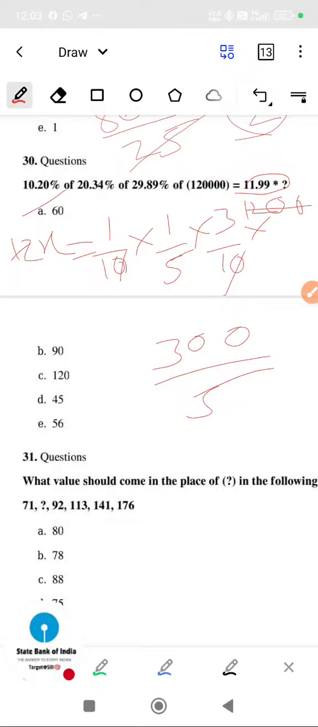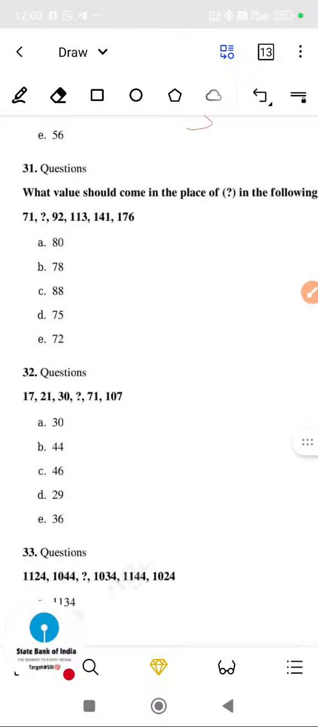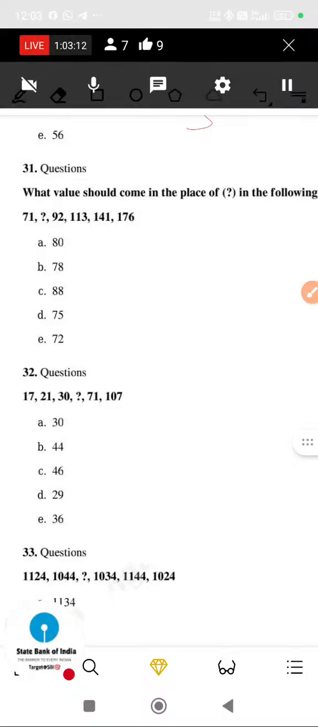Next, we are moving with missing number series. Try to solve these questions and comment the answer for these questions. I will be back in a minute.